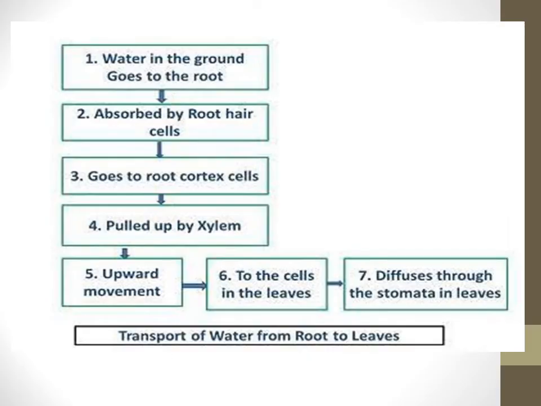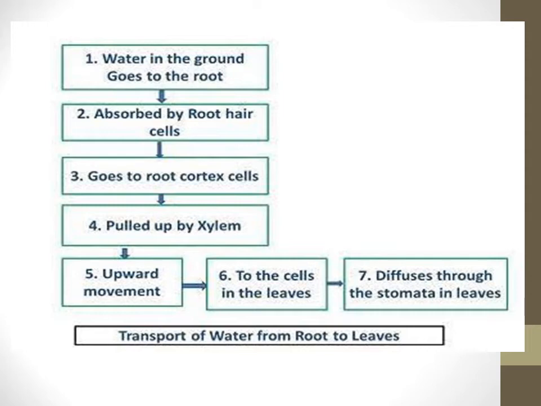This is again a flow chart which will help you to understand what actually happens. So water in the ground goes to the roots. You know how does this happen? It happens sometimes by simple diffusion, other times osmosis operates over here. Water is absorbed by the root hair cells, and goes to the root cortex. Now you know what is cortex. Cortex is the part of a root. It is pulled up in the xylem.